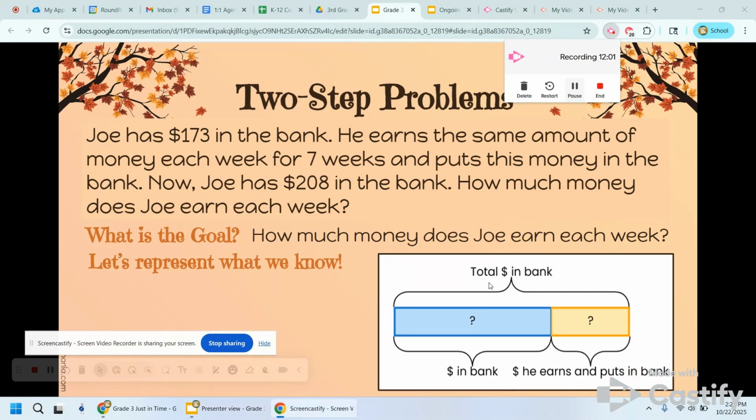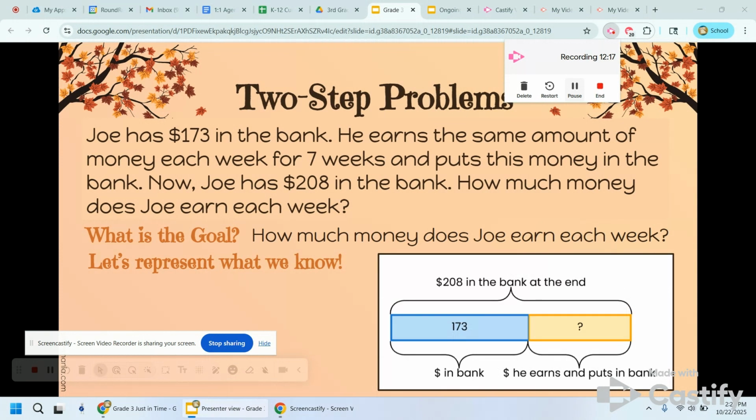So I have the total, which is the total amount of money in the bank at the end of the problem, and it's made up of two parts. The first part is the money that he started with, and the second part is the money that he earns and puts in the bank. Those two pieces together should give me the total at the end. Okay, so let's go fill in the numbers.